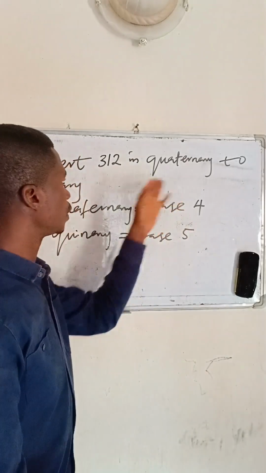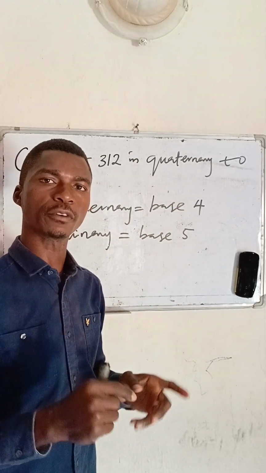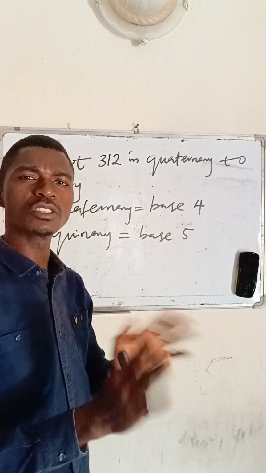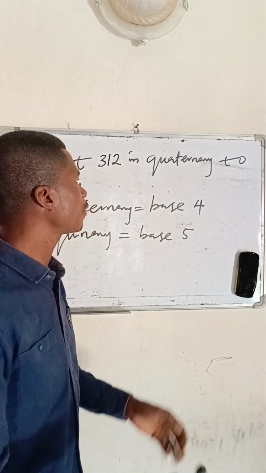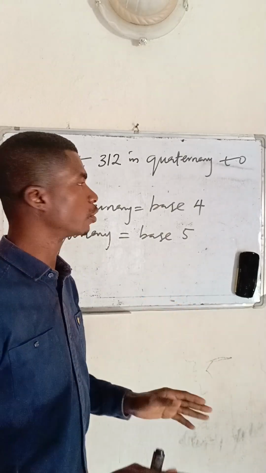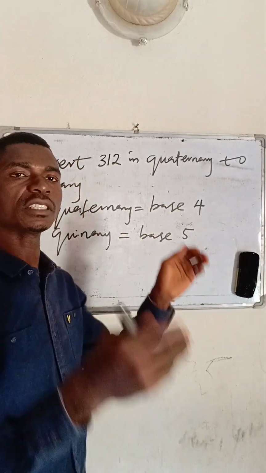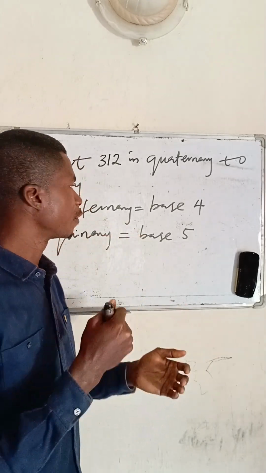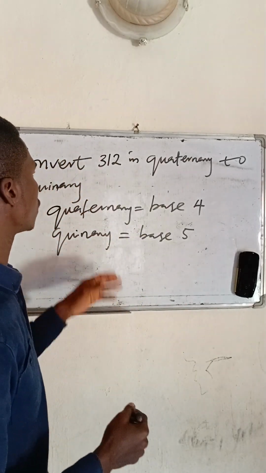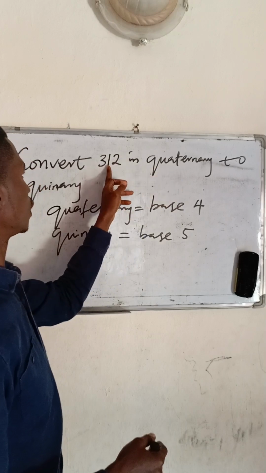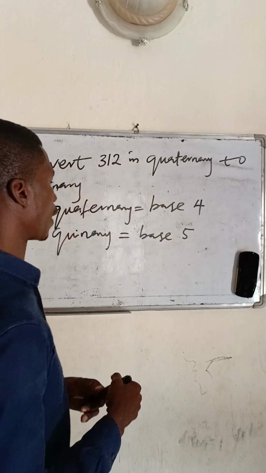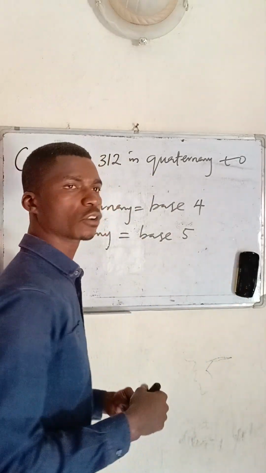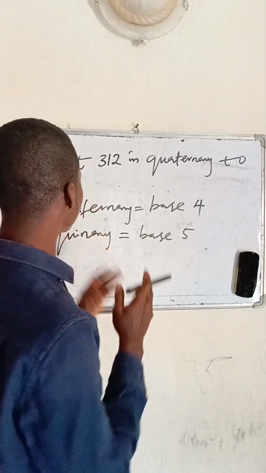Now, why I'm doing all this is because external exam can be very, very funny. They can decide to go and pick questions from anywhere. So only when they produce it, you'll be able to know. Anytime you see the quaternary, it is base 4. Anytime you see quinary, it is base 5. So they are simply asking us to convert from base 4 to base 5. That is it. So how do we convert from base 4 to base 5?